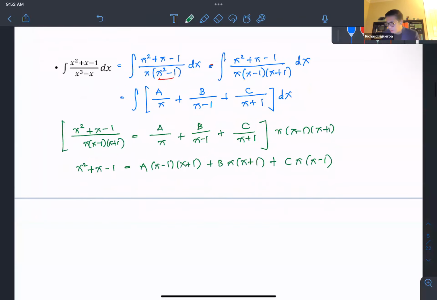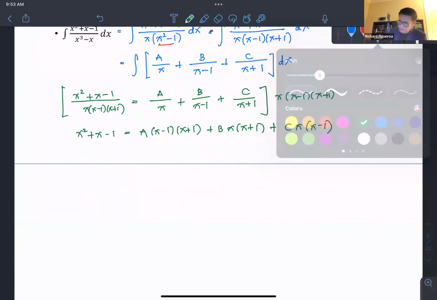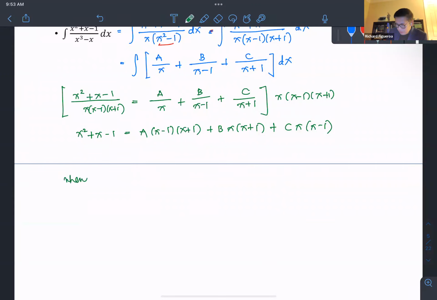Okay, so again, it will be easier for us to do some substitution. In deciding what will be the value of x, we have to take note of what we are eliminating. For example, we eliminate B and C. For us to get the value of A, we should be able to eliminate B and C at the same time. So how do we eliminate B and C at the same time?